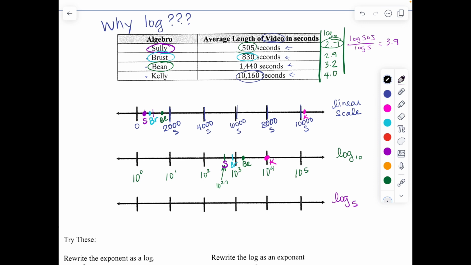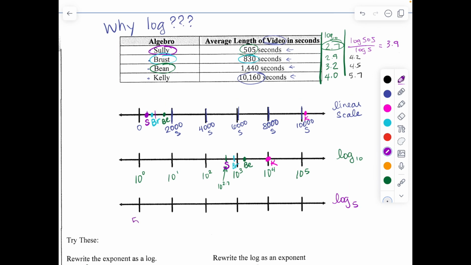So if you did your log base 5, you should have gotten 4.2, 4.5, and 5.7. So if I were to put that on my log base 5 scale over here, this would be 5 to the 0, 5 to the 1, 5 to the 2, 5 to the 3, 5 to the 4, and 5 to the 5. So log base 5 of 505 is 3.9, the first value. So that would be about right here. So that's going to be Sully.